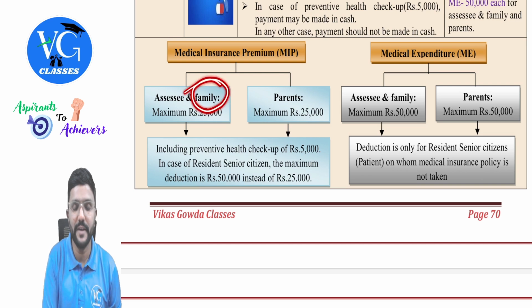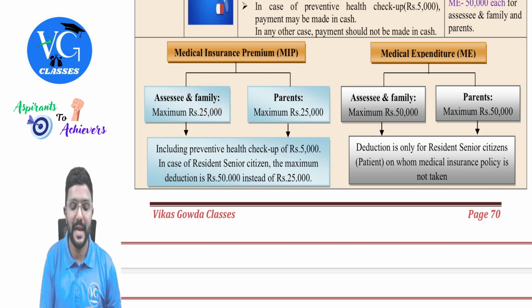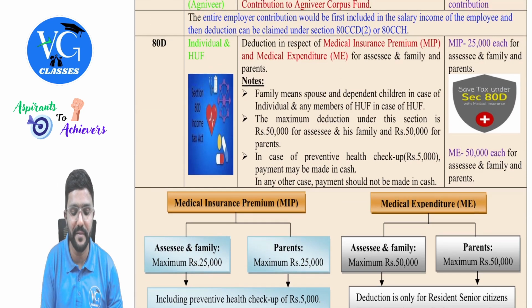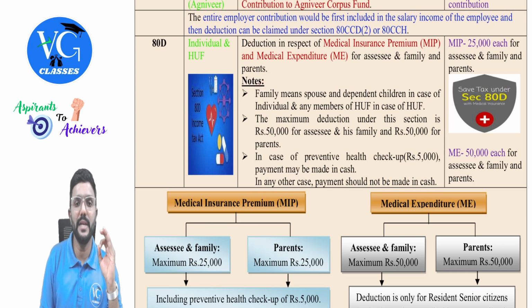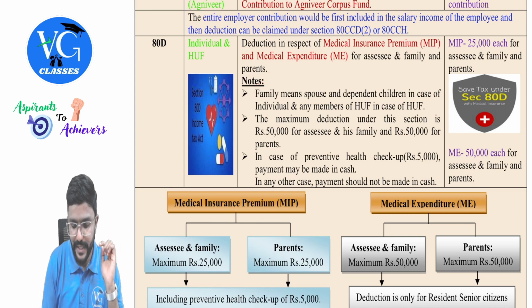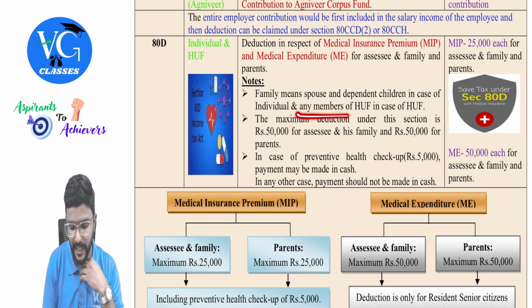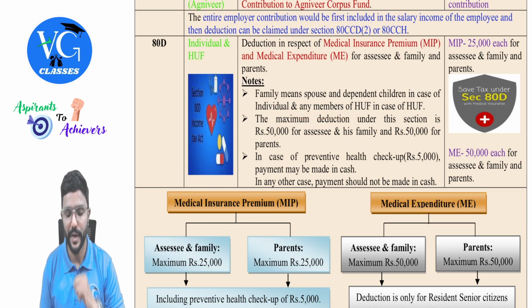Okay. Sir, who is covered in family? Parents are not covered? No, as there is a separate list for parents. So in family, who is covered? I have given you. You can just see. Family means for this section, spouse and dependent children in case of an individual, and in case of HUF, any member of HUF. Okay, sir.